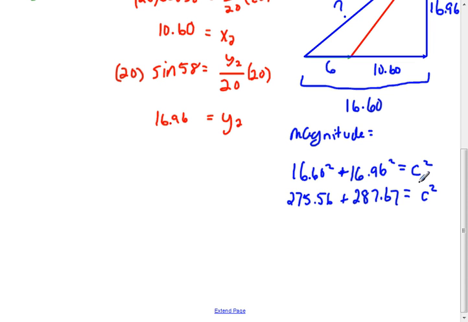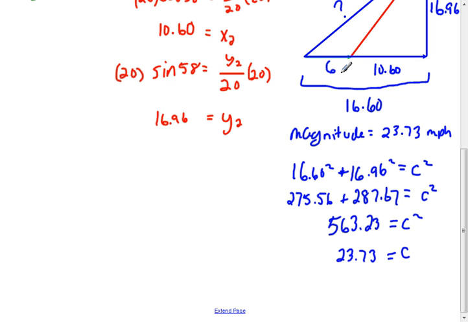Okay, we add those two together. We get 563.23. All right, then we square root, and c is 23.73. All right, so the magnitude is 23.73 miles per hour. And then the direction, we'd have to figure out this angle right here.